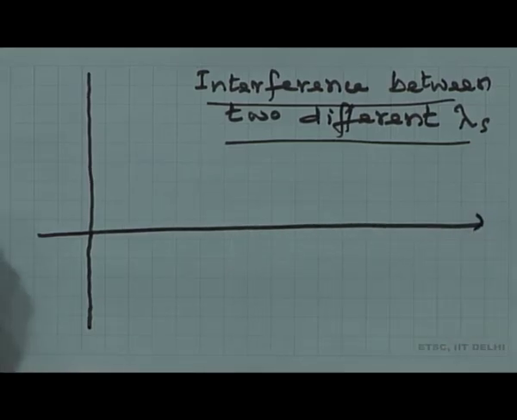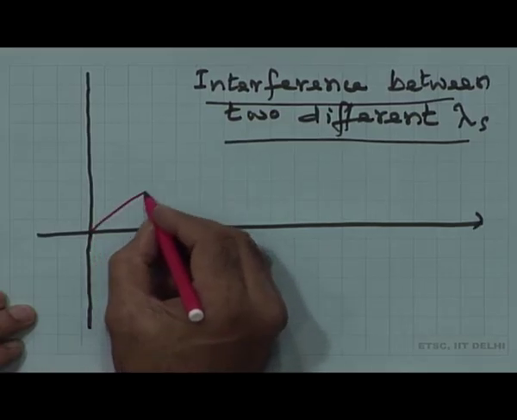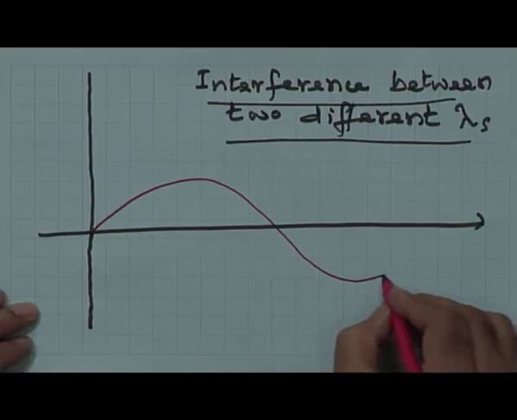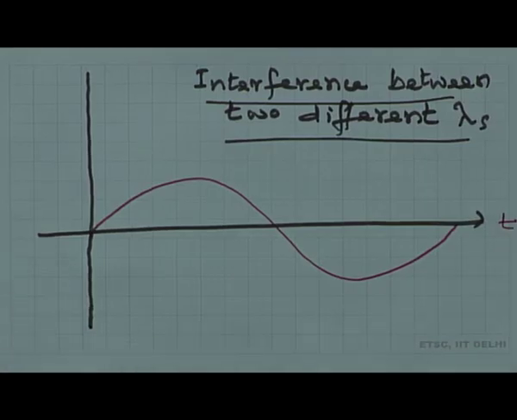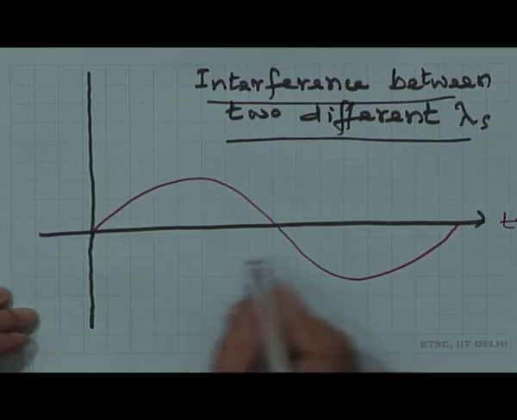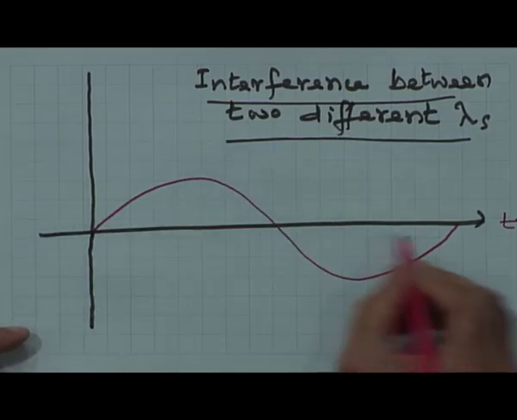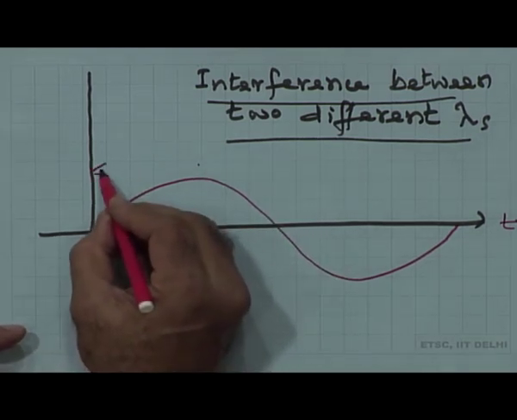The red wavelength starts like this. I am showing the amplitude variation with time, and the blue wavelength has a smaller wavelength. So, time or x. We know that the maxima to maxima distance is the wavelength lambda.